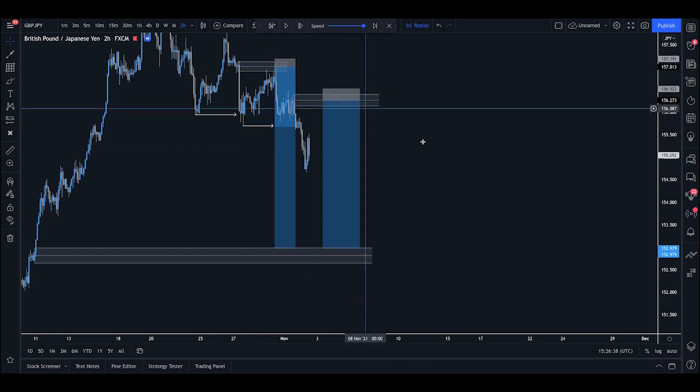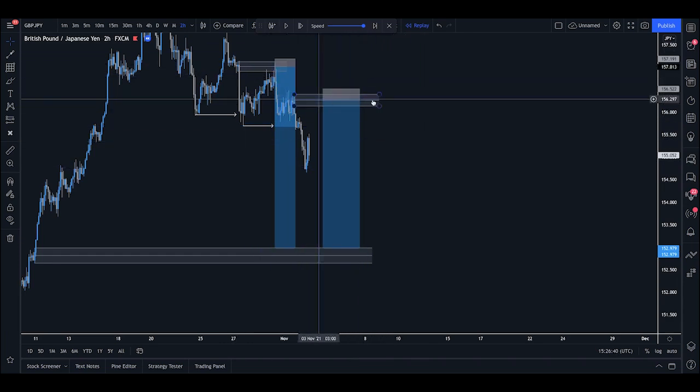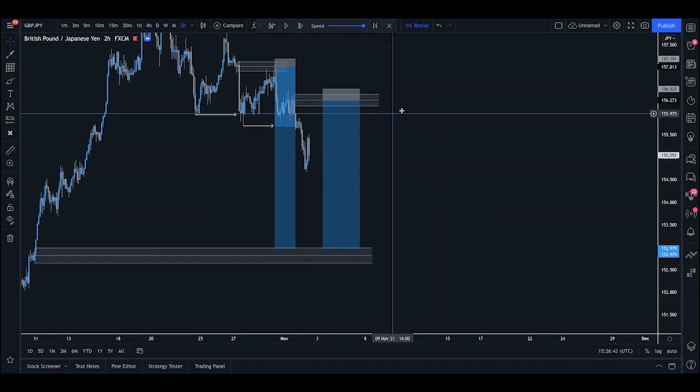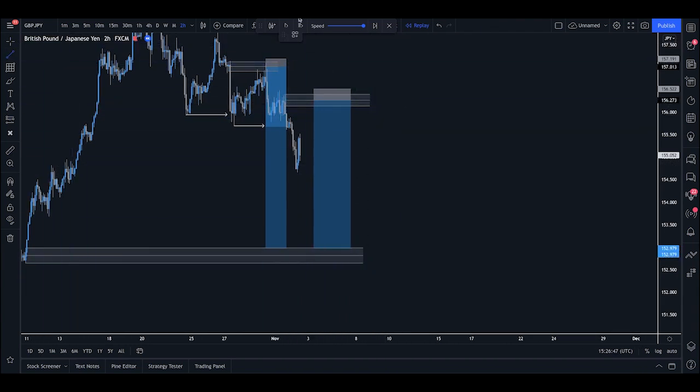But this is how we actually scale into it. So we use that refined 1 hour supply zone. We've dropped a new order on there. What we can also do now is look at trailing the stops. So we spoke about stop trailing, right? We've got our entry in now. We've formed a new lower low. So we can move our stop to over the previous lower high.